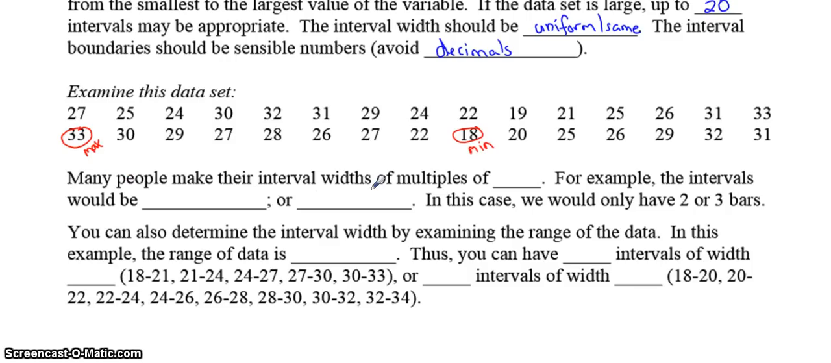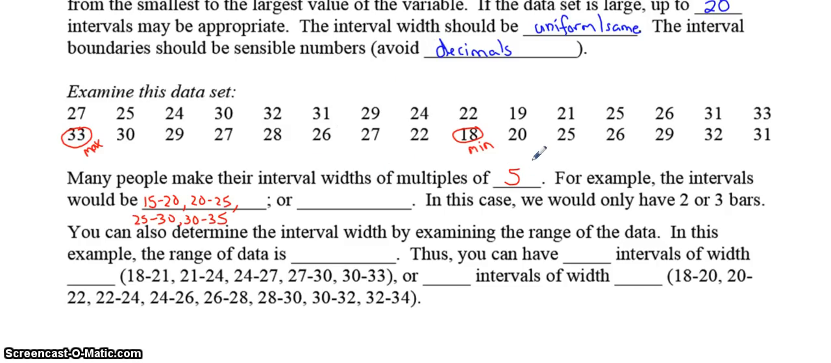Now many people make their interval widths multiples of 5, so they can be a width of 5, a width of 10, a width of 15, a width of 20. So if you did a width of 5, your intervals would be 15 to 20, 20 to 25, 25 to 30, 30 to 35. The problem is that's only 4 bars, and typically we have 5 to 10.